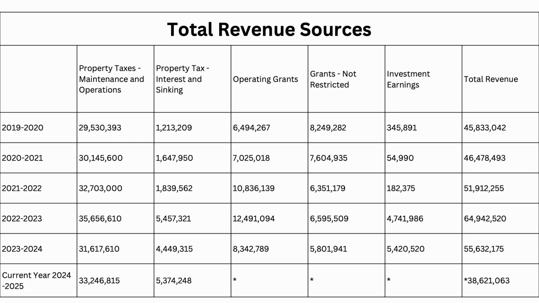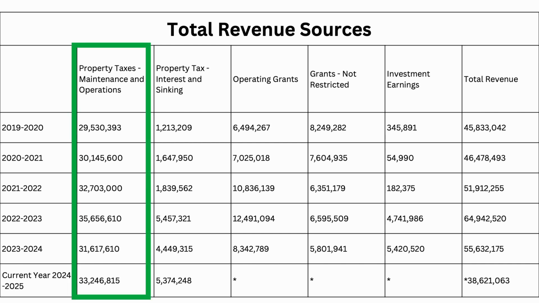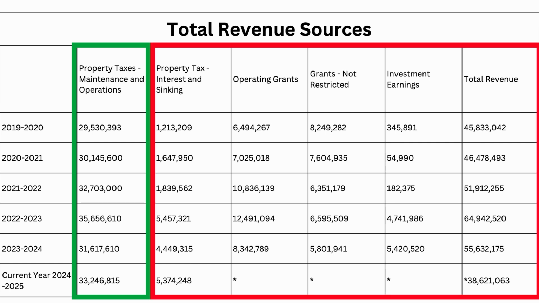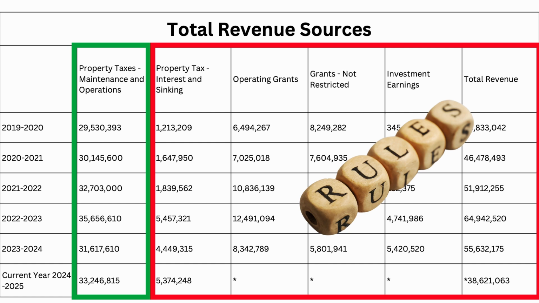If you pull our multiple years of financial audits, you will see our total revenue sources. You can look back to 2019, 2020, and go all the way to current year. We are projected at M&O and INS. Now let's talk about the green column of maintenance and operations. That's where we spend a majority of our money on our daily operations. The rest of our revenue has a lot of rules and expectations of how we spend the money.